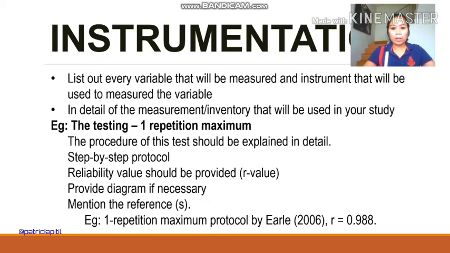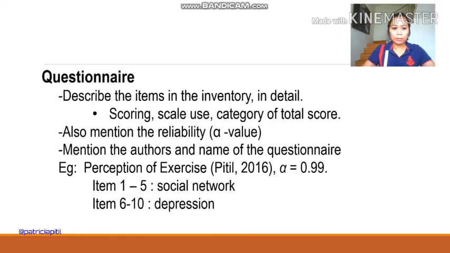Instrumentation will be the way you are collecting your data, the instrument tools that you're going to use for your study. So we go directly to the questionnaire. You have to describe the items in the inventory, or the questions, in detail. For example, what's the scoring, how to score, and then the scale used. Are they using a Likert scale 1 until 10, or 1 until 5, or 1 until 7? If you're familiar with answering questionnaires, the most popular type will be Likert 1 to 5. For example, 1 is strongly disagree to 5 is strongly agree.